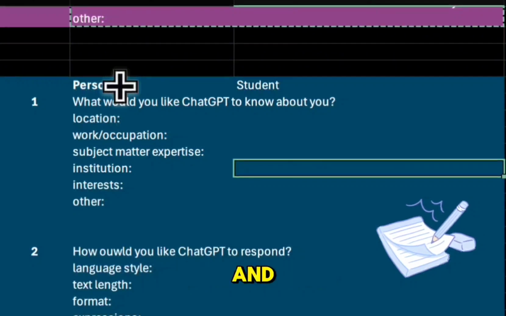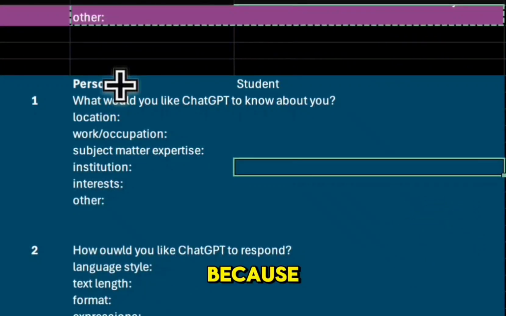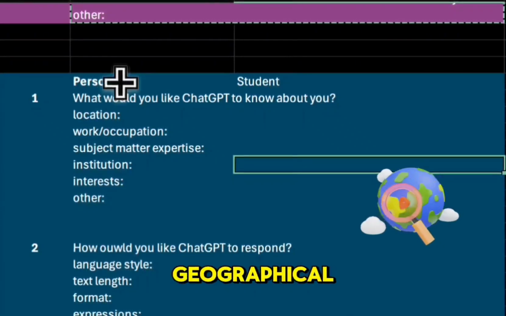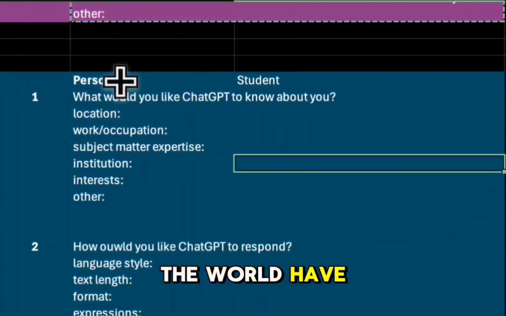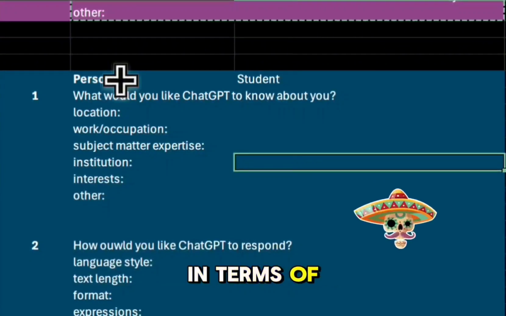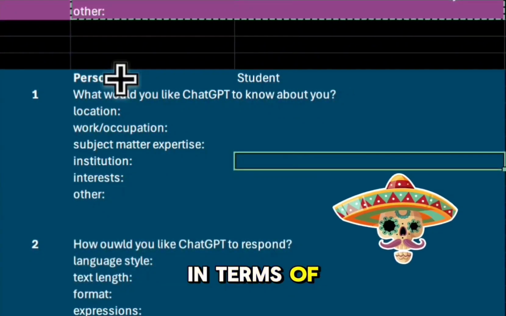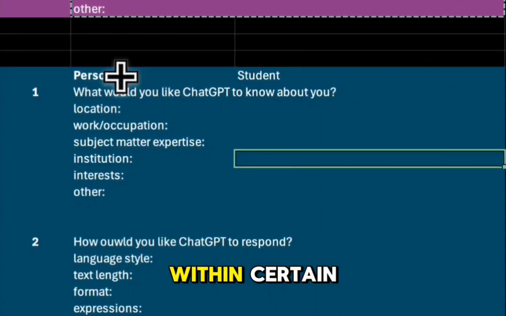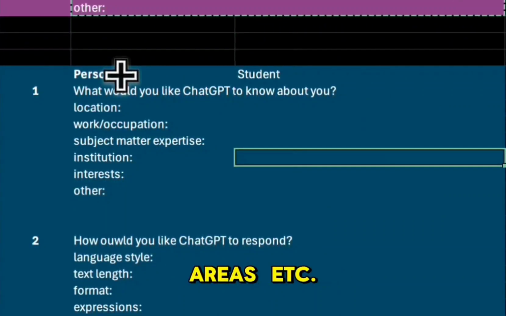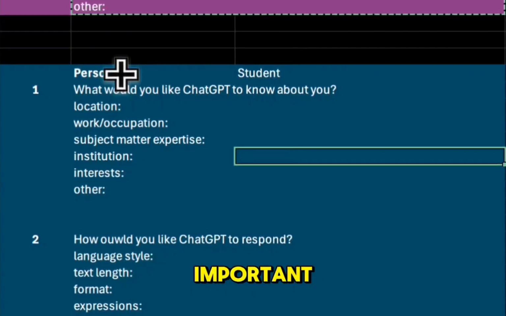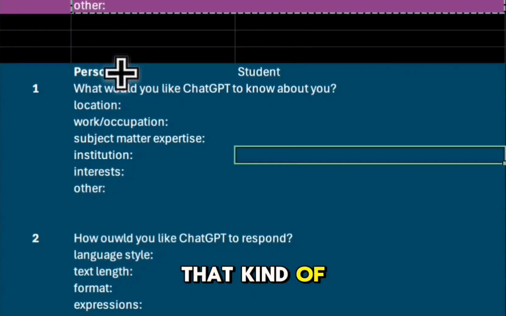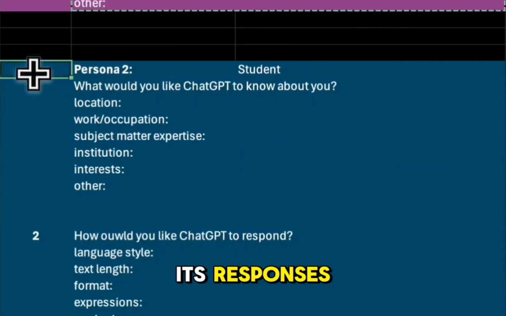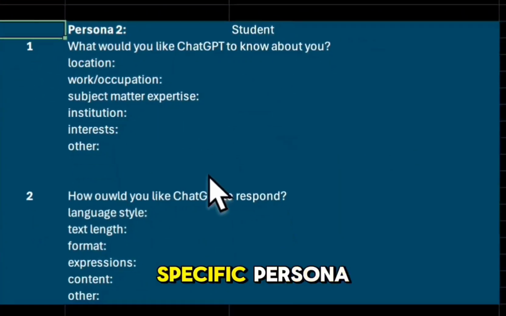the responses and understanding who you are, because different universities around the world and different geographical regions of the world have different characteristics in terms of culture, in terms of level of advancements, in terms of subject matter expertise within certain areas, etc., etc. So that is important to provide that kind of background knowledge to the model so that it adapts its responses to your specific persona.